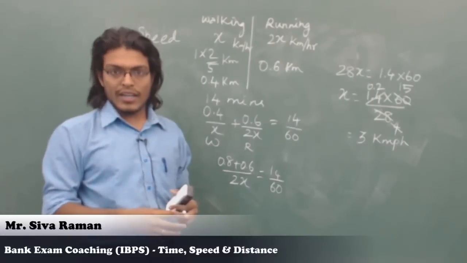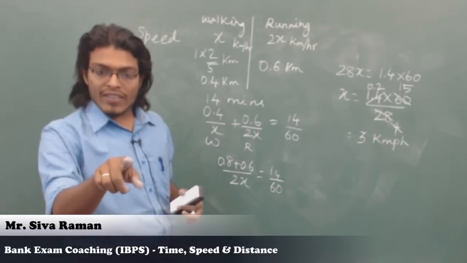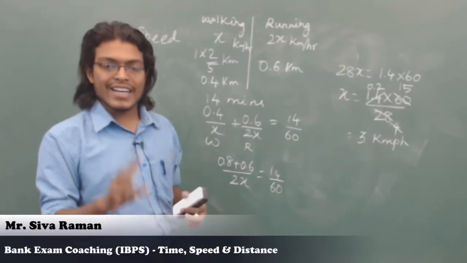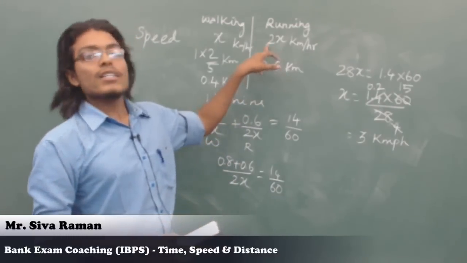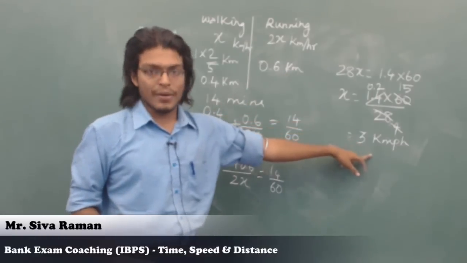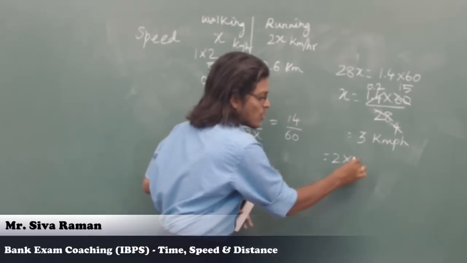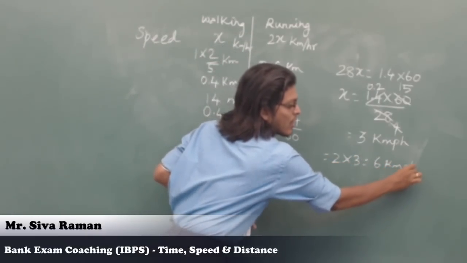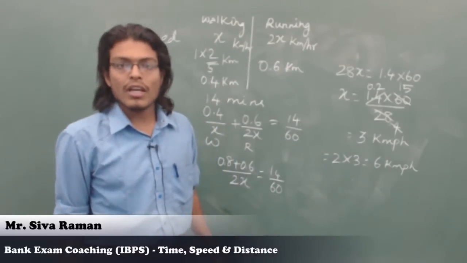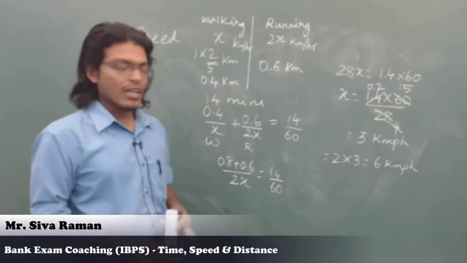But the problem doesn't stop here, right? If you look at the question, what is the question asked? At what speed does he run when the dog chases him? So we have to tell them it is 2x. The problem doesn't stop here. So the final answer is 2 into 3, 6 kmph.